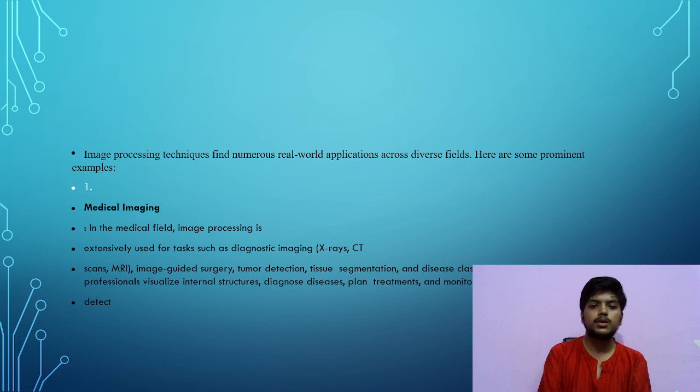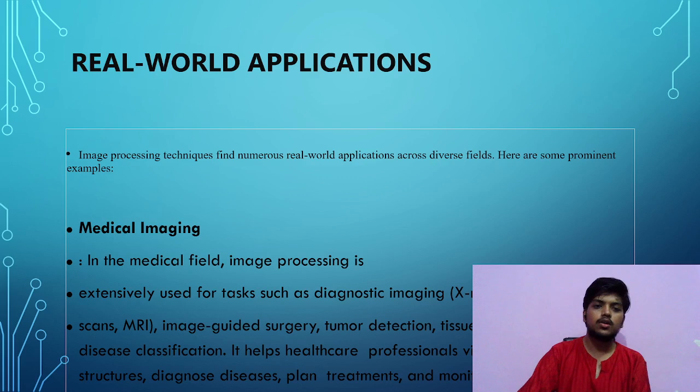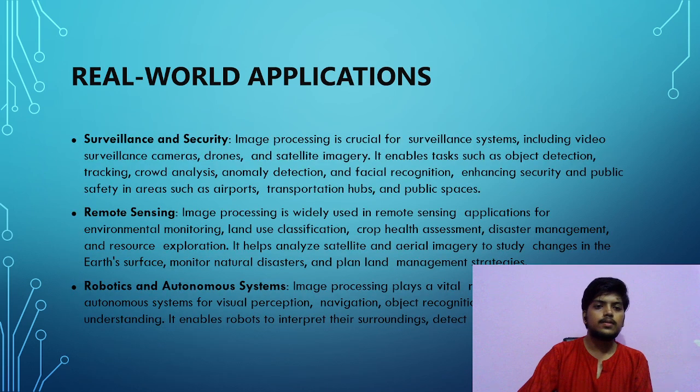Medical imaging. In medical imaging, image processing is extensively used for tasks such as diagnostic imaging, image-guided surgeries, tumor detection, tissue segmentation, and disease classification. Feature extraction also includes surveillance and security, remote sensing, robotics, and autonomous systems. So real-world applications of image processing. Image processing is extensively used for tasks such as diagnosing X-rays, CT scans, as well as MRIs.